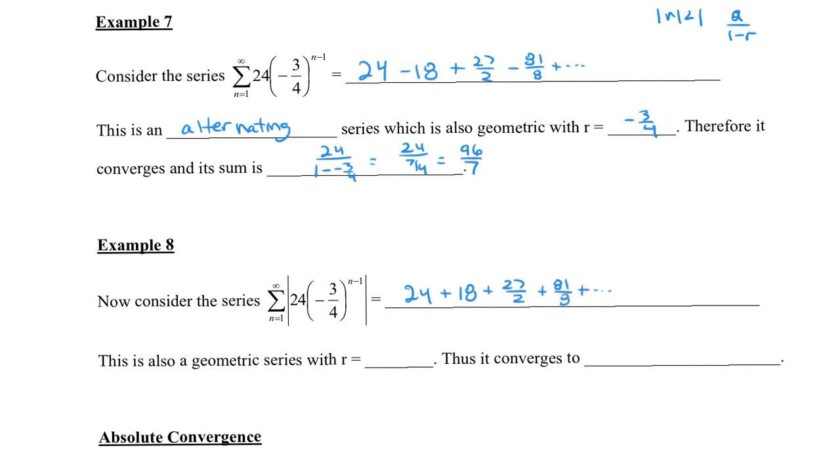Right, so it's the same numbers, but they're positive. So now it's a geometric series. If you look at this right here, you can see it's a geometric series with r equals positive 3/4. Thus, it converges to 24 over 1 minus 3/4, which is 24 over 1/4, which is 96.